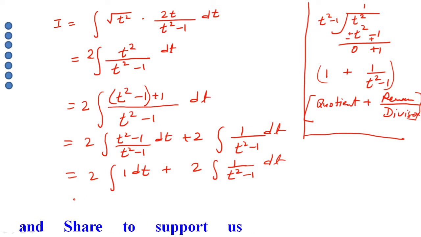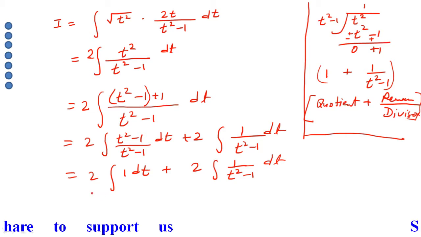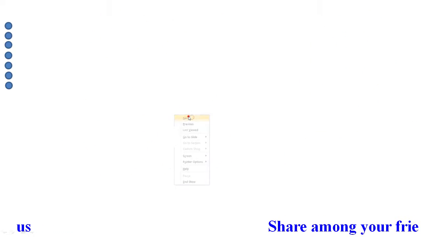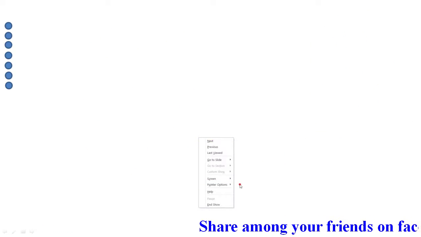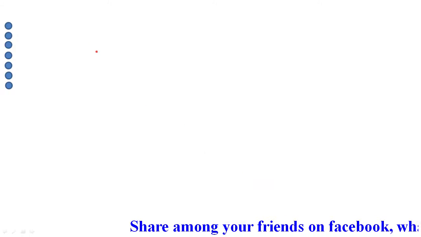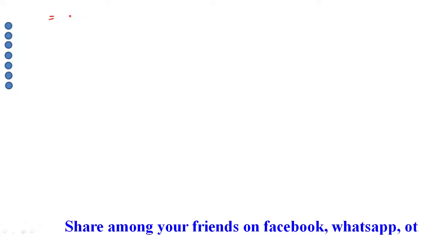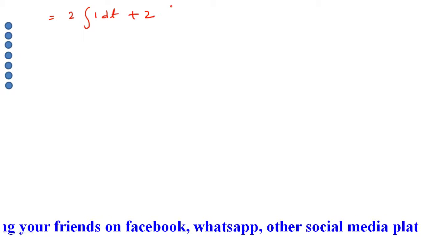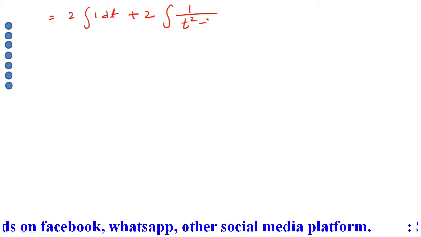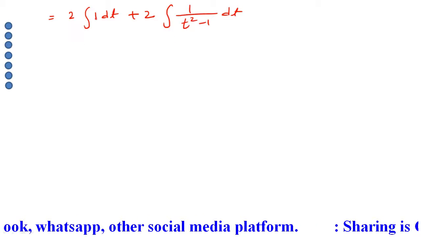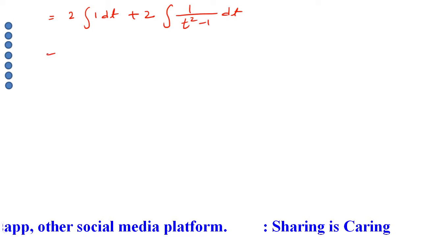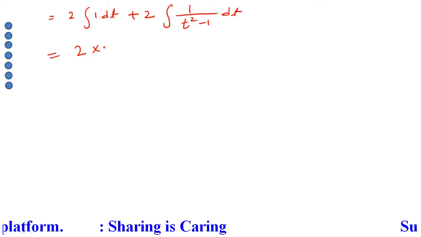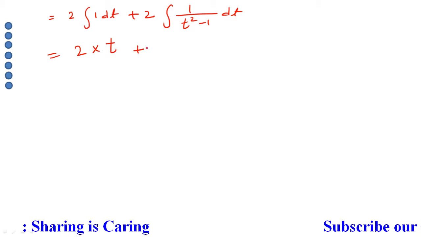Now we will integrate it. The last step where we left off in the previous phase was integration of 1 dt plus integration of 1 upon t square minus 1 dt. So students, integration of any constant is the constant multiplied by the variable. We are integrating with respect to t, so 1 multiplied by t, that is t, plus the second integral.